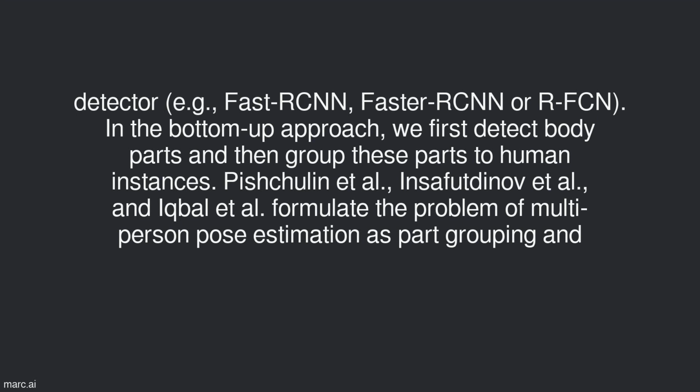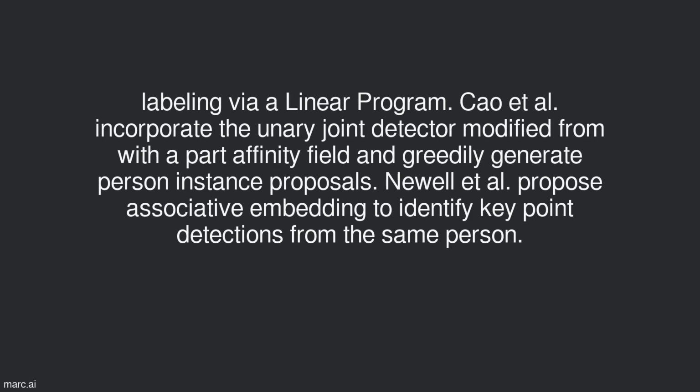Pishchulin et al., Insafutdinov et al., and Iqbal et al. formulate the problem of multi-person pose estimation as part grouping and labeling via a linear program. Cao et al. incorporate the unary joint detector modified from [previous work] with a part affinity field and greedily generate person instance proposals. Newell et al. propose associative embedding to identify keypoint detections from the same person.